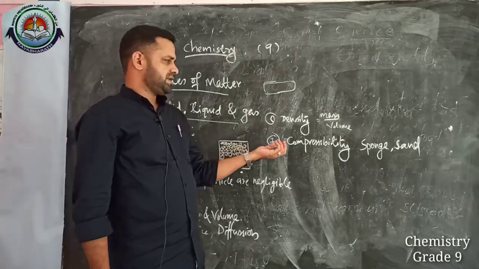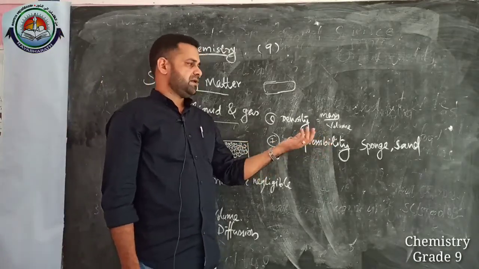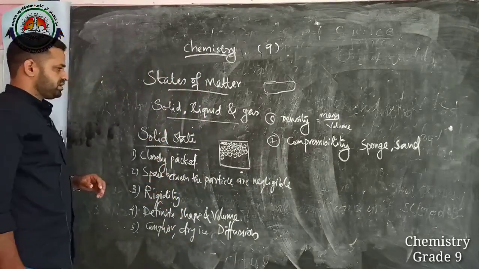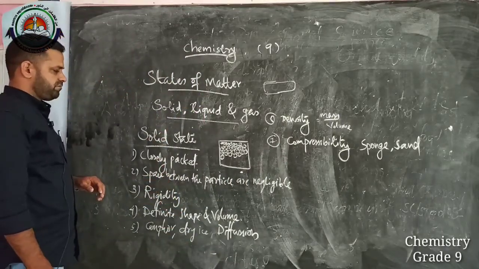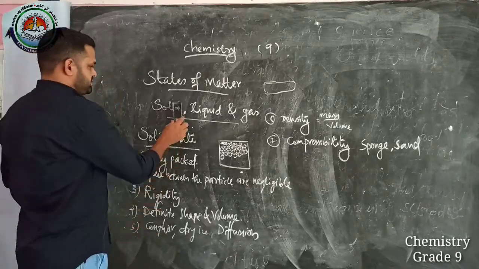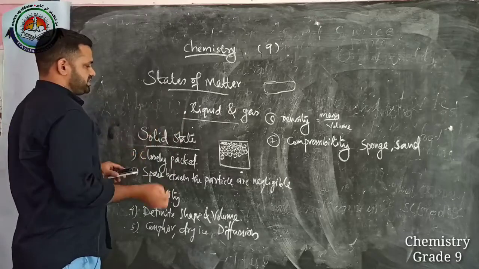but certain substances like sponge, sand, etc., show compressibility. So these are the different characteristics of particles of matter in the solid state. Now we move on to another state, that is the liquid state.